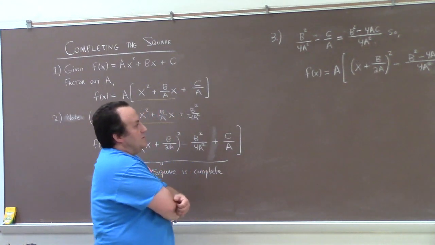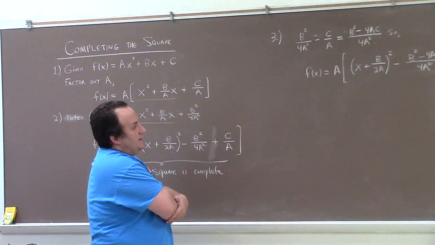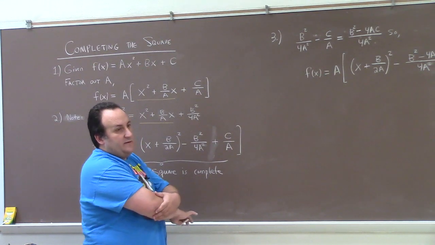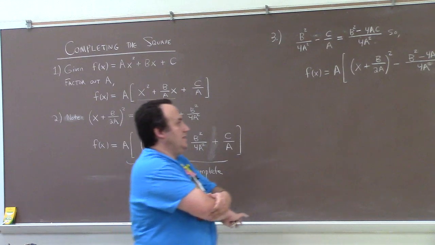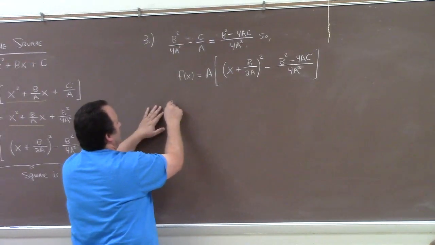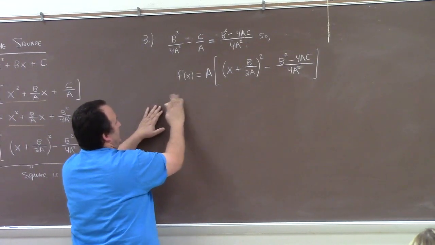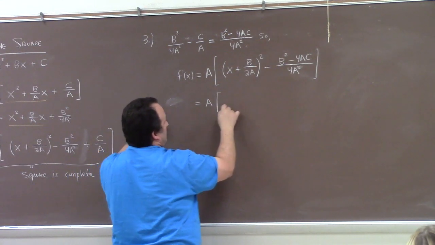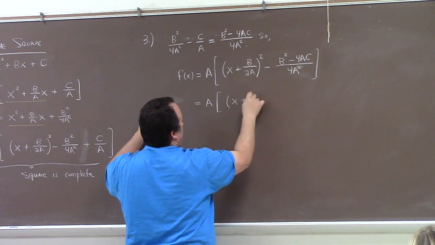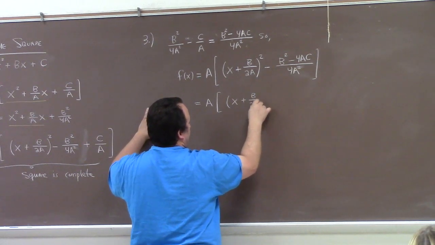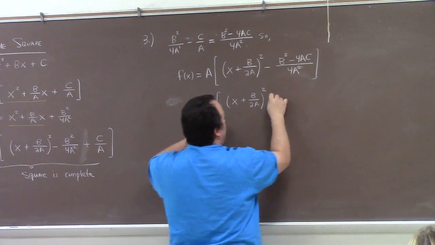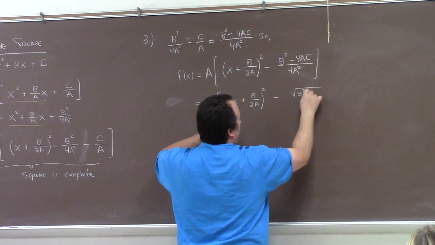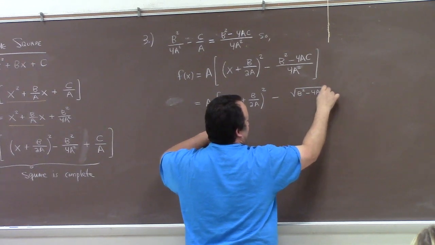Do not stress. So look here, guys. Now, well, then we can do what? We can say this is equal to a times x plus b over 2a squared minus the square root of b squared minus 4ac, over 2a.